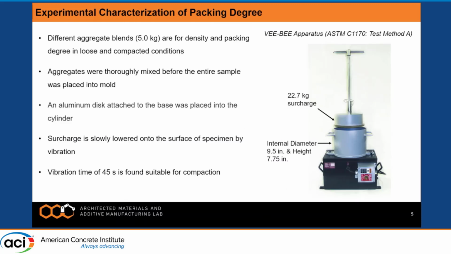The experimental characterization of packing degree was done according to the VV apparatus, which follows ASTM C1170 test method A. We used 5 kg of aggregates, and we put it in the mold, and we did a controlled vibration for 45 seconds, and then we measured the packing degree of the vibrated aggregates.